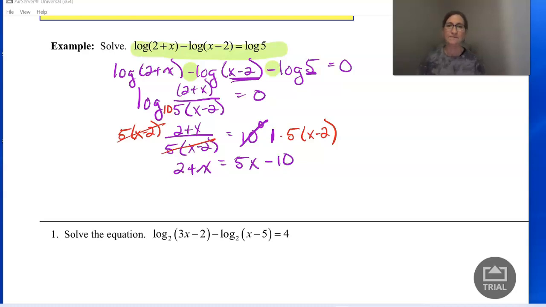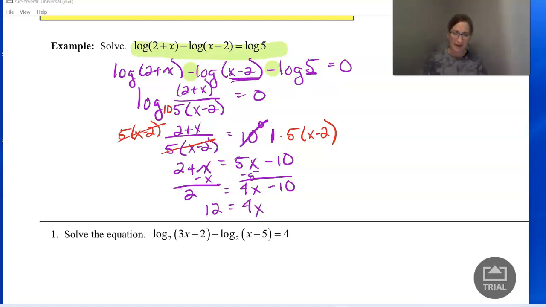I can just go ahead and simplify this. I'm going to start by subtracting x from both sides. So then I'm left with 2 is equal to 4x minus 10. Then I'm going to add 10 to both sides. So I get 12 equals 4x. Divide both sides by 4, and I get x is equal to 3.